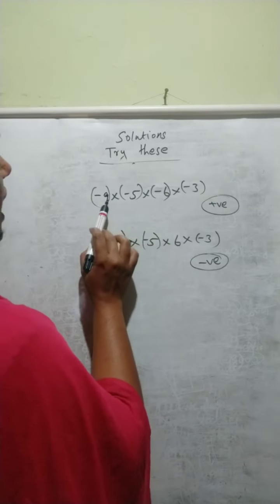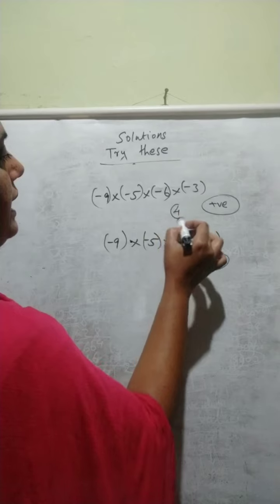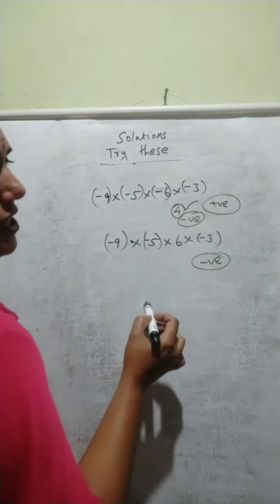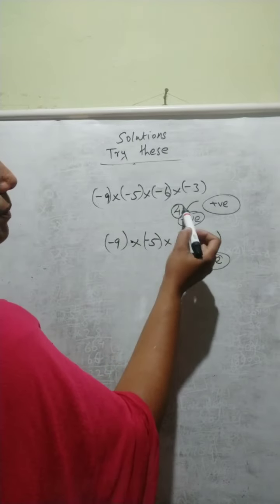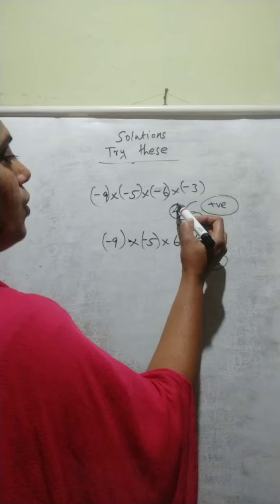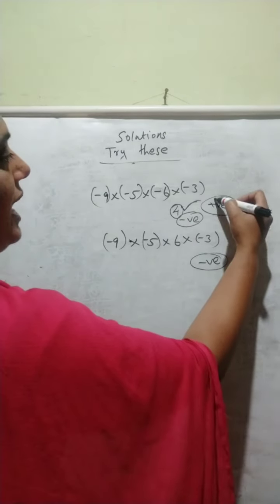Here we are multiplying 1, 2, 3, 4 negative integers. That is an even number of repetitions of negative integers. How many negative integers are there? 4 negative integers are here. So 4 is an even number. So the answer will be positive.